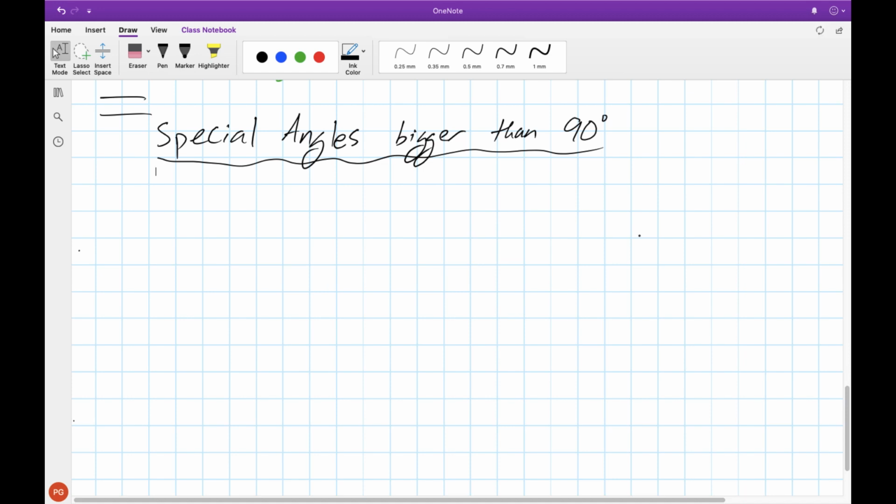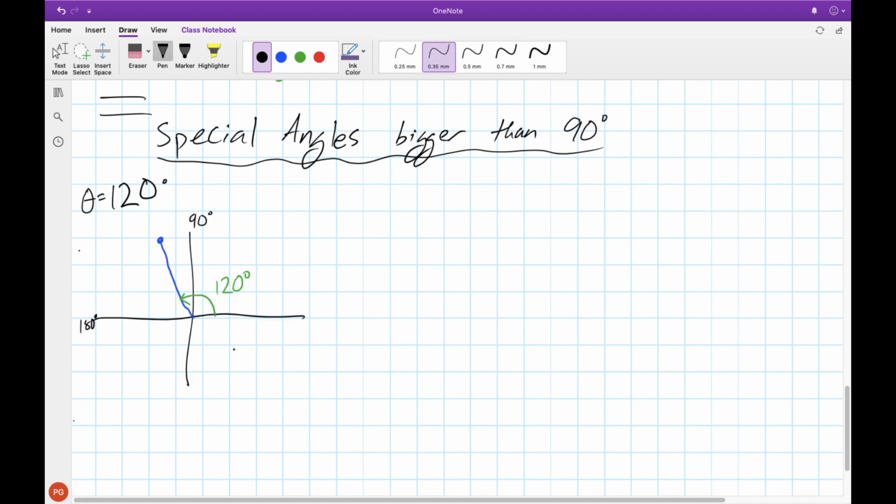This is part 2. We talked about special angles and special triangles in our first part. If you haven't seen that, go watch it. In this one, we're going to be talking about special angles that are bigger than 90 degrees. So first, what we're going to do is just draw some angles and see how we can relate them back to the special triangles that we saw in the last video.